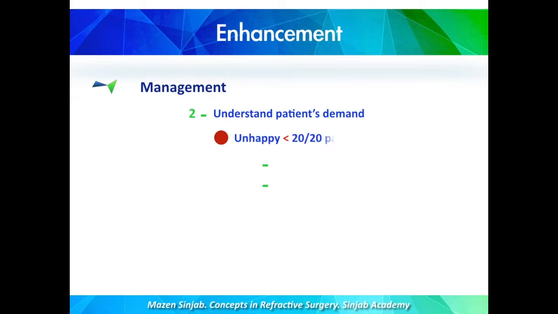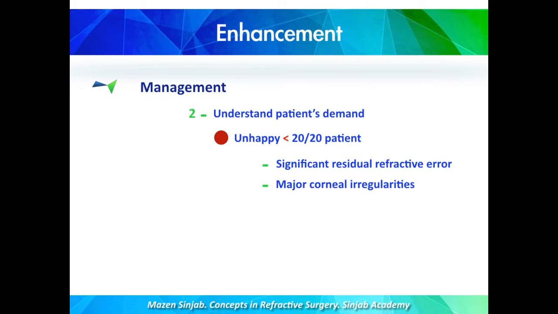Or he is an unhappy less than 20/20 patient because he has a significant residual refractive error or a major corneal irregularities, including ectasia, small optical zone, steep and flat optical zone, or decentered zone.